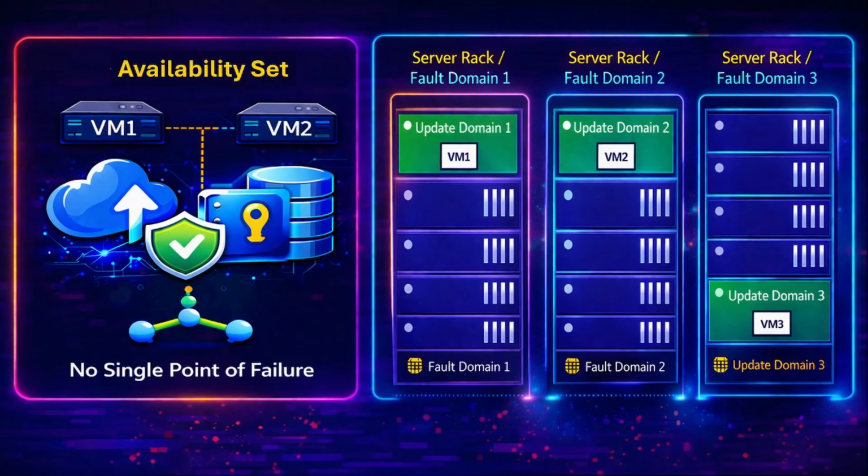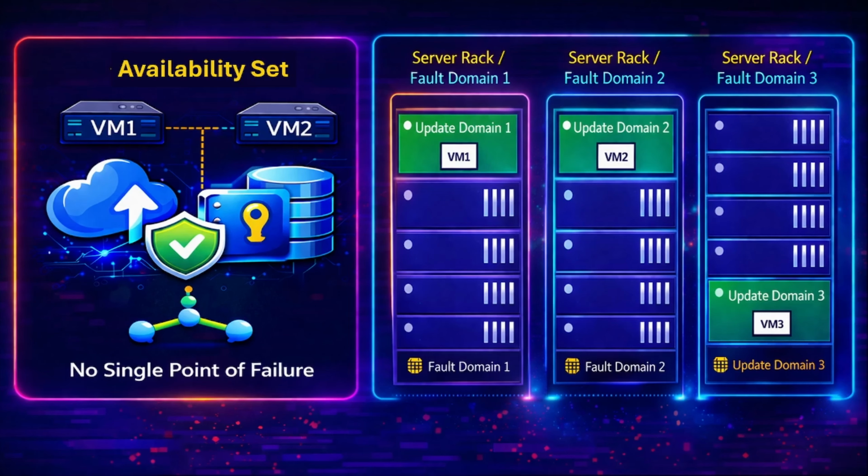As we mentioned earlier, availability sets work within a single data center. The goal here is simple: avoid having all your virtual machines fail at the same time. Azure does this by distributing your virtual machines across two important concepts: fault domains and update domains. Let's start with fault domains. A fault domain represents a group of resources that share the same physical hardware, like the same server rack, power source, or network switch. So if one rack fails, only the VMs in that fault domain are affected.